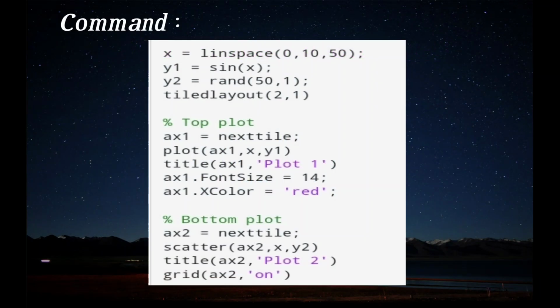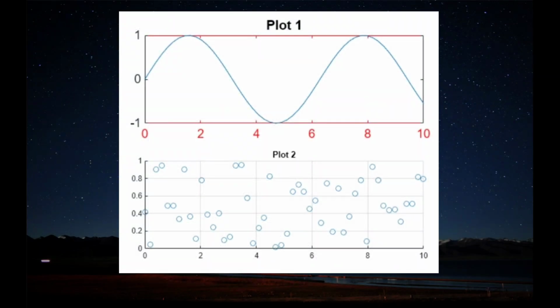Command: x = linspace(0,10,50); y1 = sin(x); y2 = rand(50,1); tiledlayout(2,1); % top plot; ax1 = nexttile; plot(ax1,x,y1); title(ax1,'Plot 1'); ax1.FontSize = 14; ax1.XColor = 'red'; % bottom plot; ax2 = nexttile; scatter(ax2,x,y2); title(ax2,'Plot 2'); grid(ax2,'on'). This was the result.